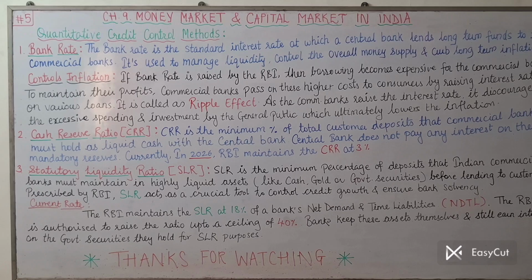And moreover, the central bank does not pay any interest on these compulsory reserves, on this mandatory reserve that we have to maintain with the central bank. Currently, in the year 2026, RBI is maintaining the CRR at 3%. That means if I am a bank with 100 rupees of customer deposits, then I have to compulsorily deposit 3 rupees with the RBI, on which I will not get any interest. I hope the point is clear.